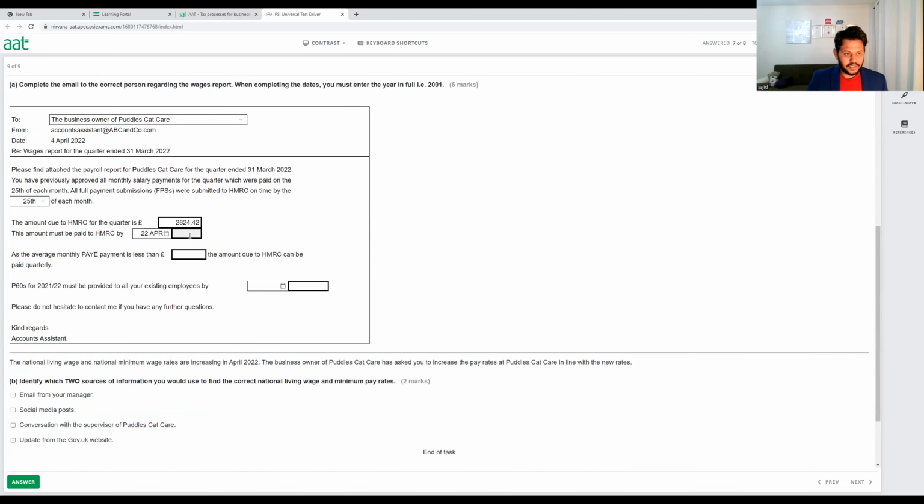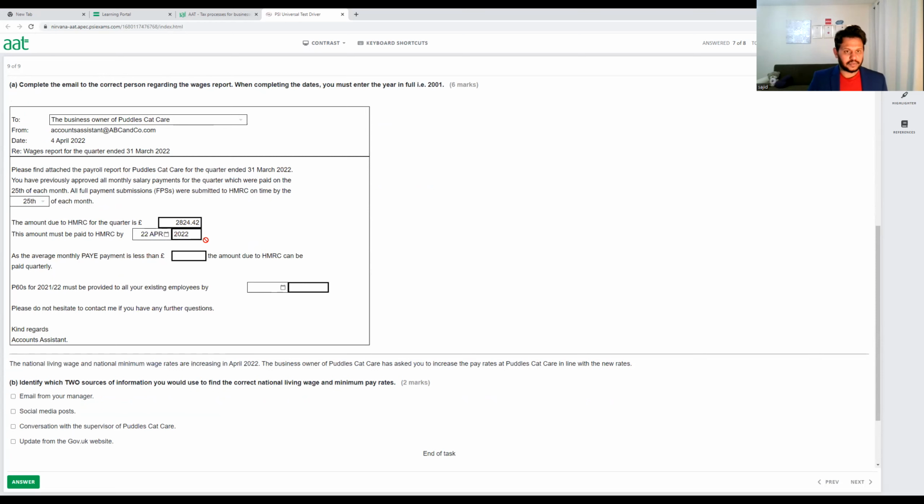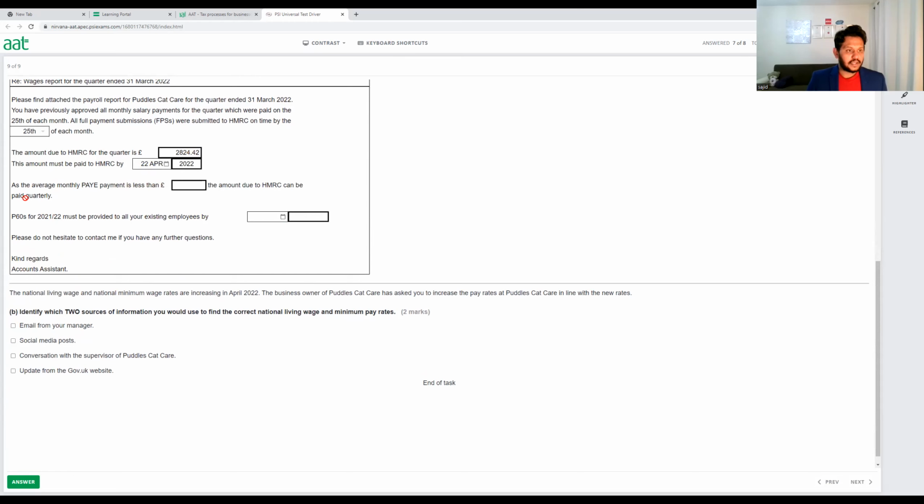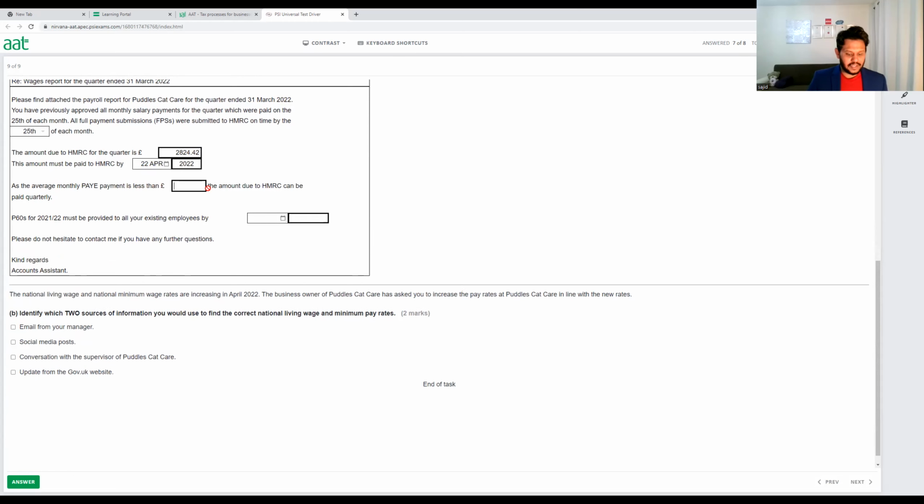All right, this is the quarter ended 2022, as the average monthly PAYE payment is less than 1,500. The PAYE for the quarter is 2,800. If we divide by 3, for the month it is less than 1,500. If it is less than 1,500, I can pay quarterly. I don't have to pay each month. So the amount due to HMRC can be paid quarterly.